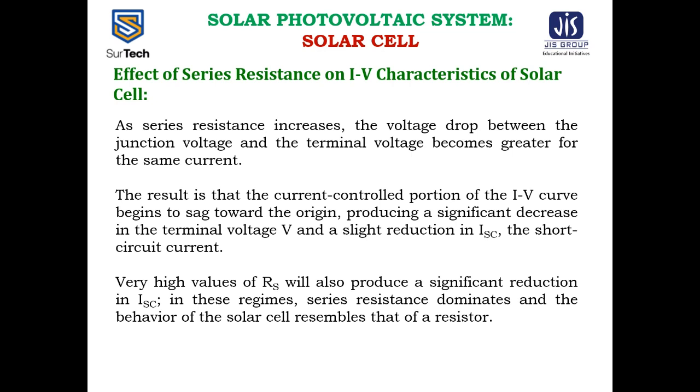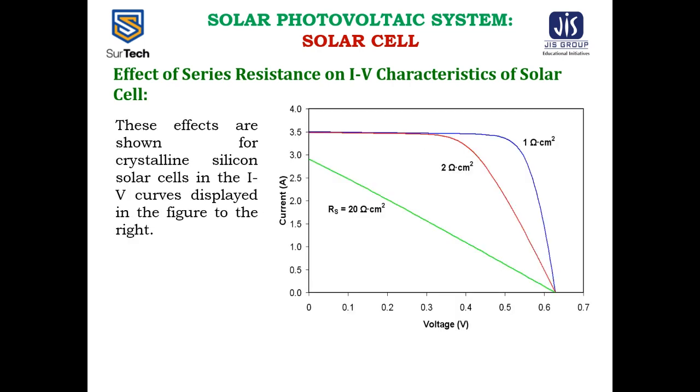Very high values of the RS will also produce a significant reduction in ISC. In these regimes, series resistance dominates and the behavior of the solar cell resembles that of a resistor. These effects are shown for the silicon solar cell in the IV curve displayed in the figure to the right. If the RS increases, the current decreases.